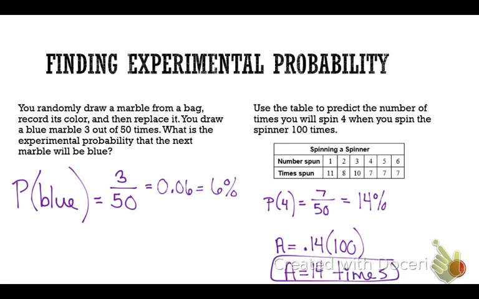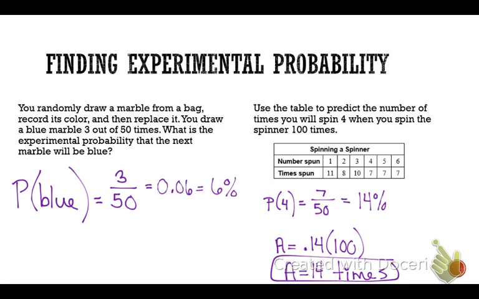So use the table to predict the number of times. Well, if I spin it 7 times out of 50, that means I would spin it 14 times out of 100. Okay? All right, do you see that? Do you see how I got that? I used the probability to predict a future amount. All right, so that's experimental.